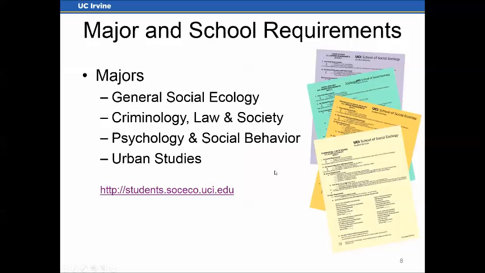Okay, this is just a slide to let you know the major and the school requirements. We have 4 majors here in the School of Social Ecology. One of them is the general social ecology major. Second one here listed is the criminology, law, and society. Third one here is the psychology and social behavior major. And last but not least, the urban studies major.